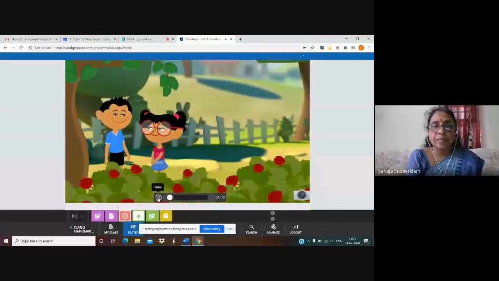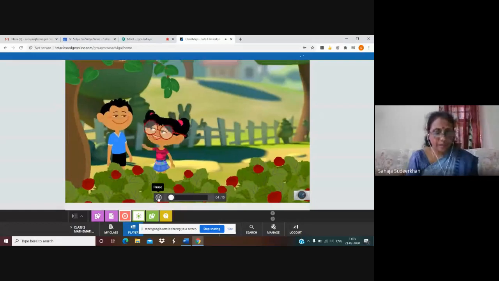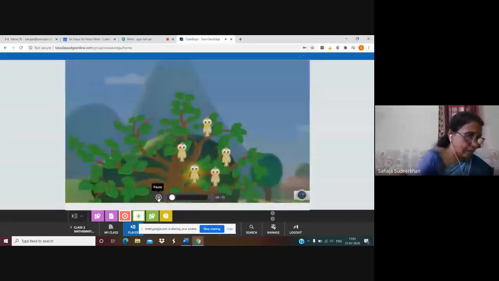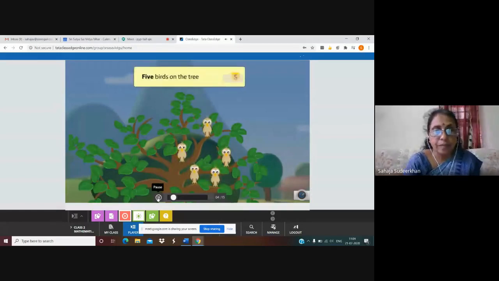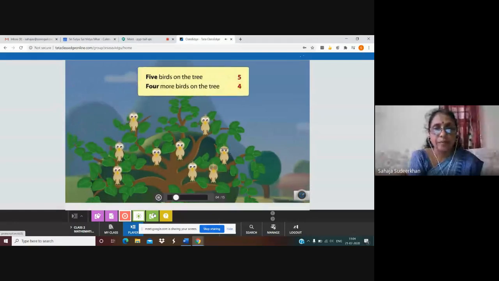One morning in Jia's garden. It's a beautiful day, isn't it, Pasha? Yes, Jia, it is. Hey, Pasha, look at those pretty birds. Let's count them. 1, 2, 3, 4, 5. There are 5 birds on the tree. Look, Jia, some more birds have come. I will count them too. 1, 2, 3, 4. There are 4 more birds now, Jia.